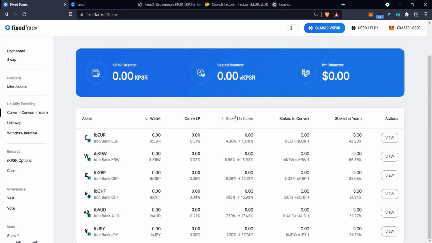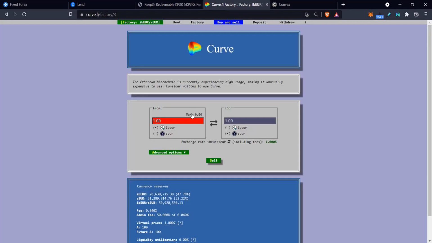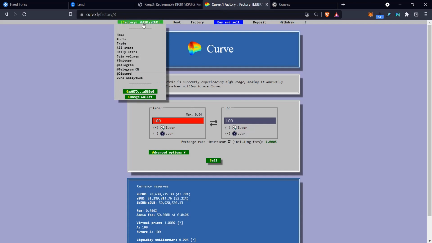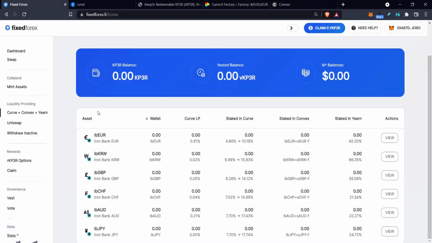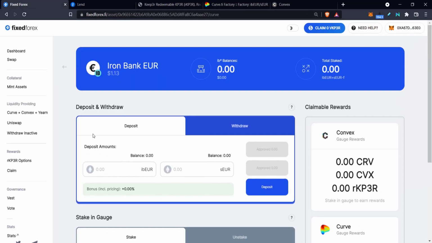to stake this LP. So if you go over to Curve, I've already found the pool here. It's IB Euro versus S Euro. You can deposit into this here, or you can just do it right here on the UI. So let's say I've borrowed this many, or I bought this many from the swap. I can just supply them here.